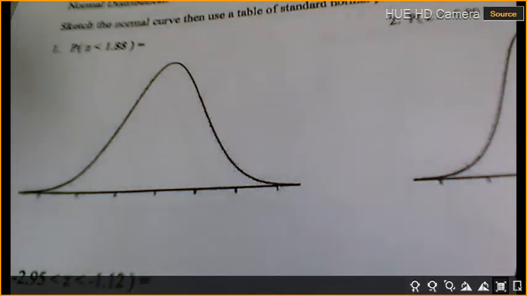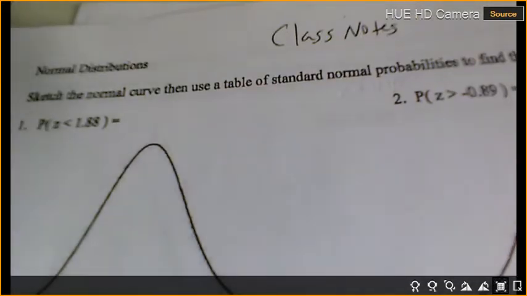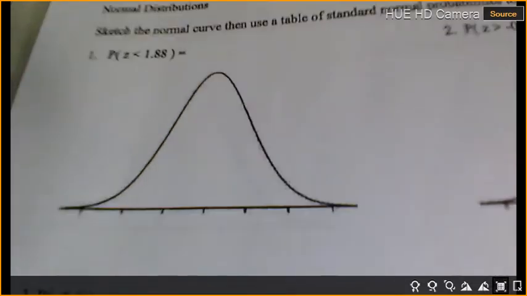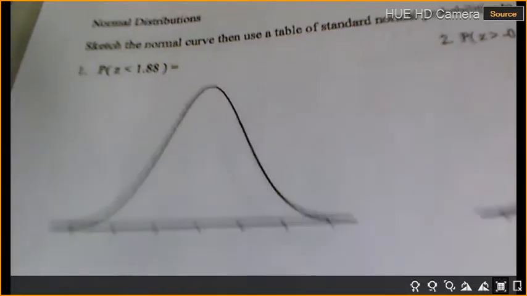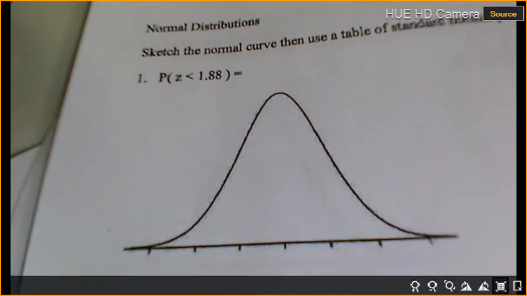All right, so we're looking at normal distribution with these z-scores. So we're going to look up z-scores and we're going to sketch it. So I'm showing you the parts that I'm trying to find, similar to what we did with the empirical rule. Okay? We're looking at the z-score is less than 1.88.